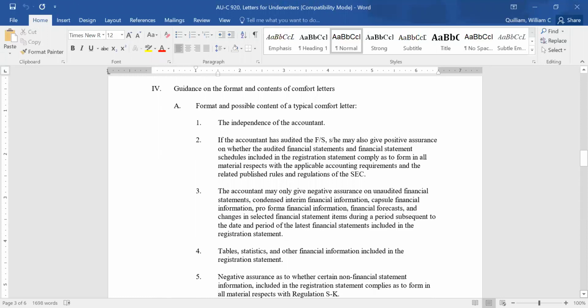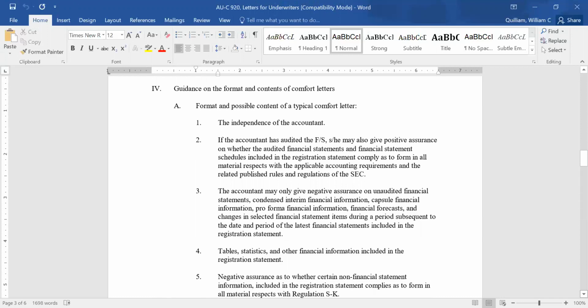Let's see, guidance on the format and contents of comfort letters. So here are some things that we should know. First of all, number one, the independence of the accountant. We always say that we're independent. Now, number two, we'll see this positive assurance again.